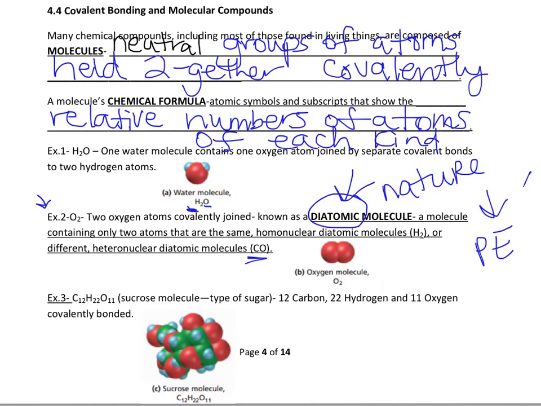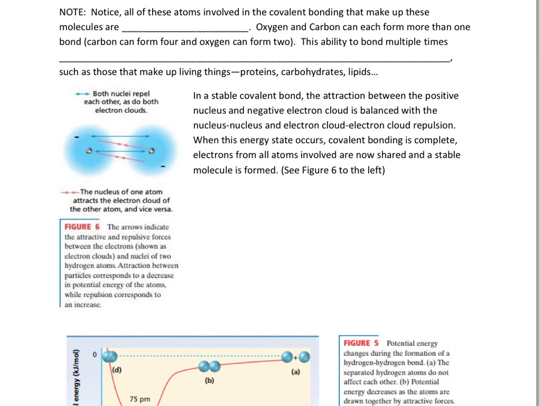Your third example of a molecule chemical formula is one that I have written on a lot of our things in the lab, and that is for sucrose. C12H22O11. That means it has 12 carbon, 22 hydrogen, and 11 oxygen that are covalently bonded. Notice all of these atoms involved in the covalent bonding that make up these molecules are nonmetals.